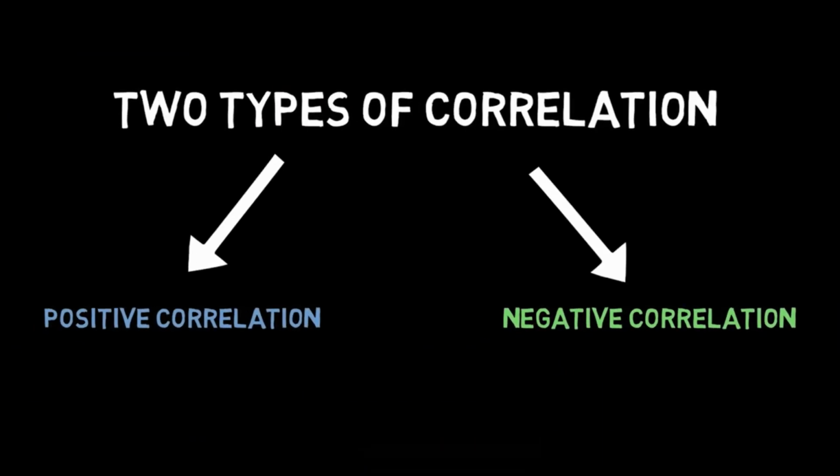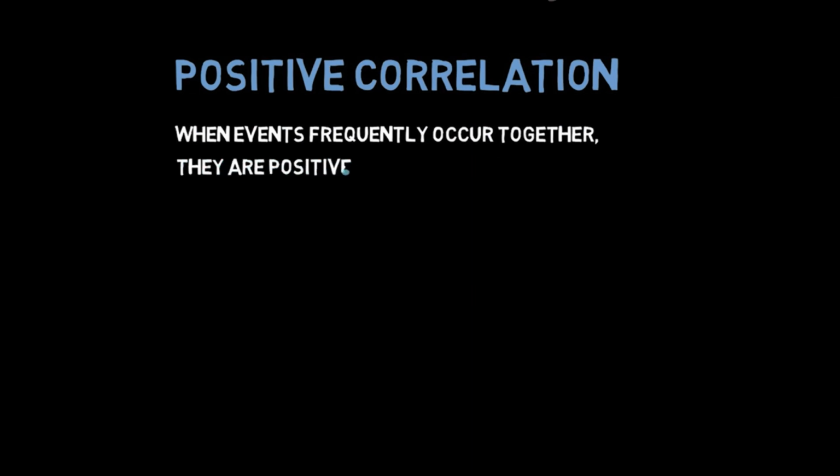Now that we can agree that these are cases of correlation without causation, we can discuss two types of correlation, positive and negative. In the next video, we'll discuss how these types of correlation specifically relate to different types of causation. But for now, let's just introduce them. When events frequently occur together, like in the examples above, they are positively correlated.